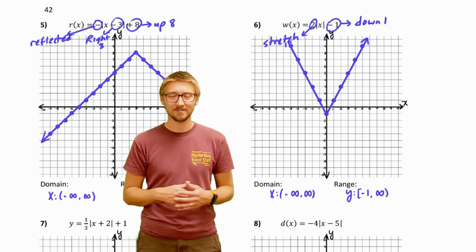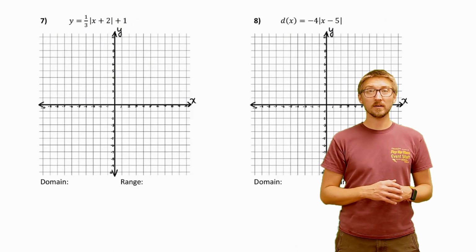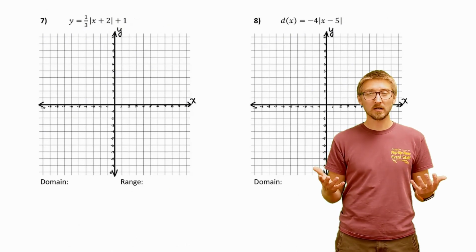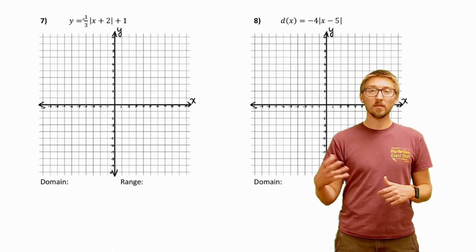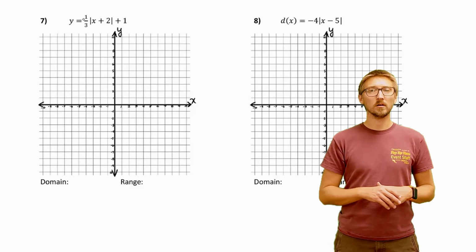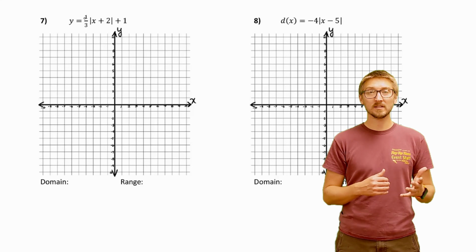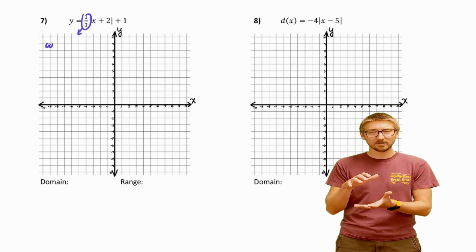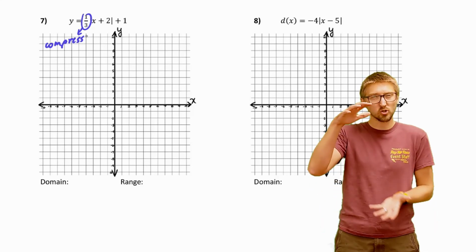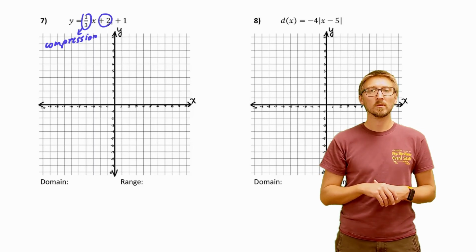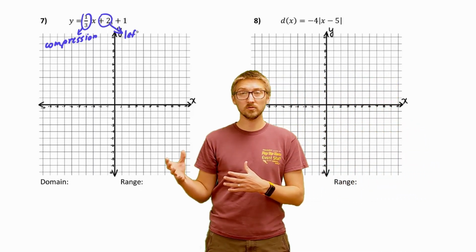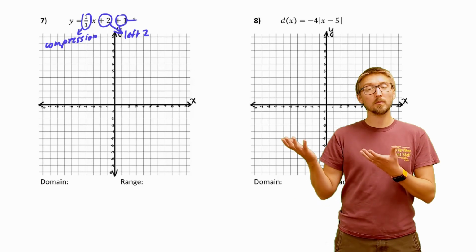That would be ridiculous. So here with question number 7, we have y equals, so just kind of a regular equation. We have 1/3 in front, the absolute value of x plus 2, and then plus 1 is after the absolute value bars. So in this case, the 1/3 is compressing our graph towards the x-axis. So it's squishing it towards the middle. The plus 2 is shifting it left 2, and then the plus 1 is up 1.